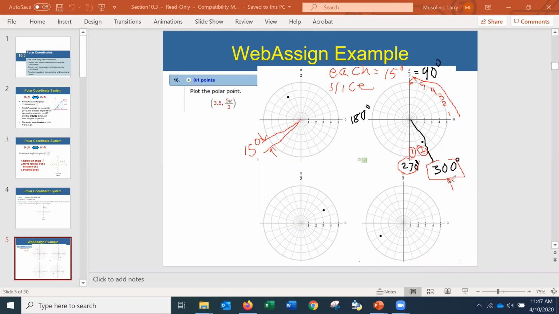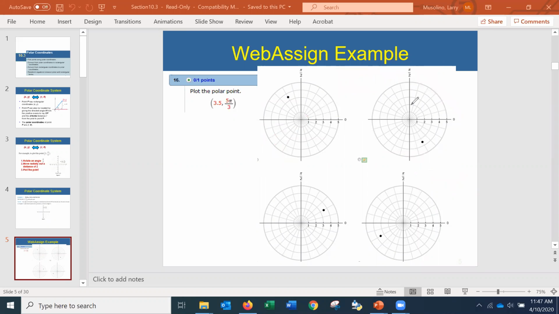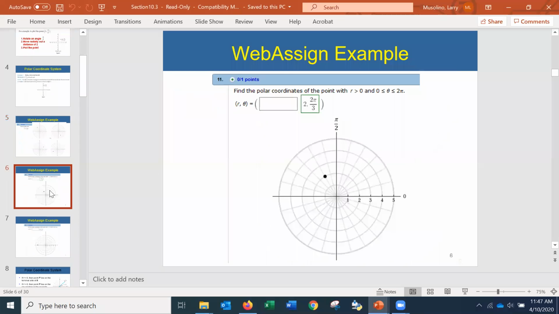All right, so when you do some of these WebAssign examples, it's going to be helpful to know that each slice is 15 degrees. And then each concentric circle you could see is labeled as a radius of either 1, 2, 3, 4, or 5, according to the labels there on the horizontal axis. All right, so it takes a little bit of getting used to for this new kind of graph paper, but let's do a couple more examples.